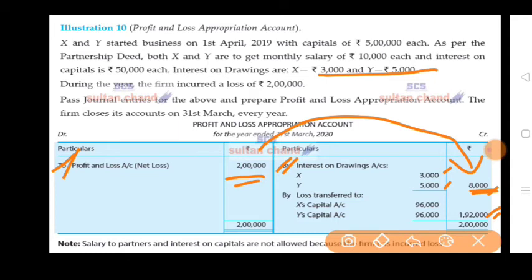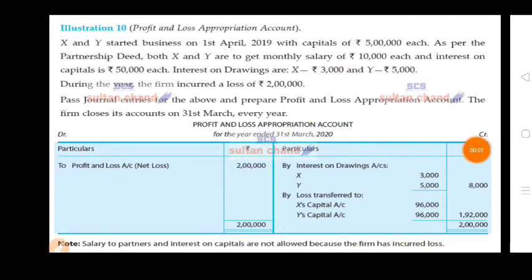In this question, if you can see, the question is silent regarding profit sharing ratio. It means the profit sharing ratio is not given. So because the question is silent regarding profit sharing ratio, we will distribute profit and loss among partners in equal ratio. So the equal ratio will be 1 by 2, 1 by 2. This 1,92,000 will be distributed among them equally, that is 96,000 and 96,000. So if our firm incurs a loss, appropriations are not charged. Let us solve one more question.